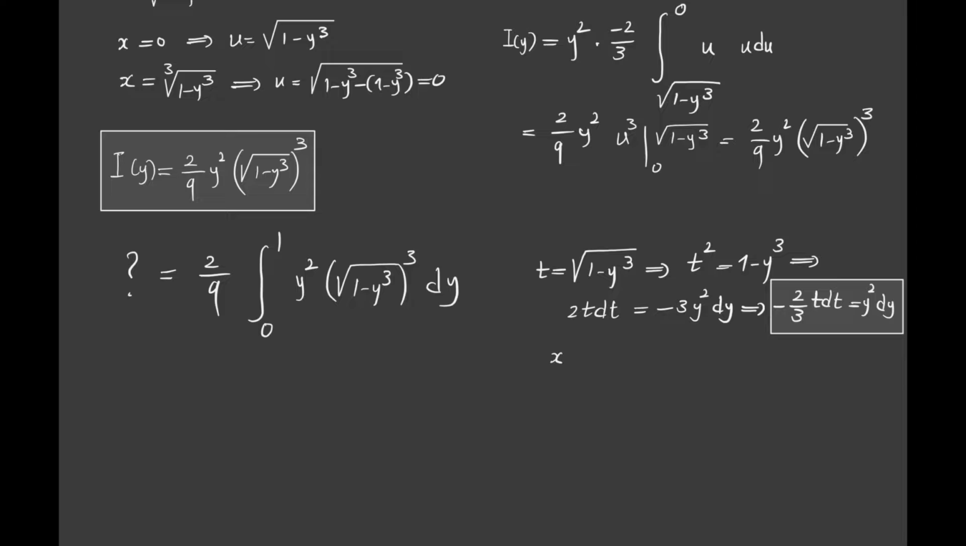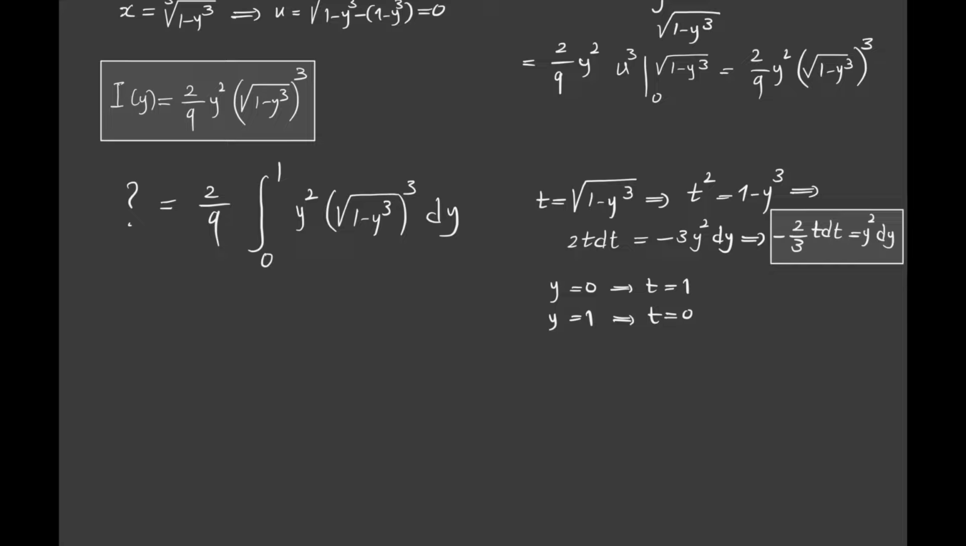So x is 0, the lower limit. T becomes what? If instead of y, sorry, that is not x, that is y, because this integration is over y. So then t becomes 1. And then if y is 1, t becomes 0. Okay, now everything is ready, so let us calculate. So the question mark becomes 2 over 9 integral. Instead of from 0 to 1, I have to go from 1 to 0. Yes, because when y is 0, t is 1.